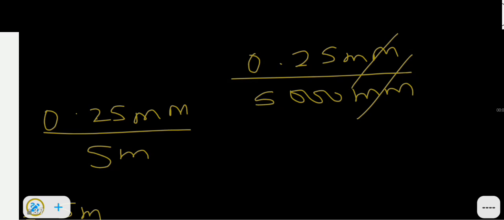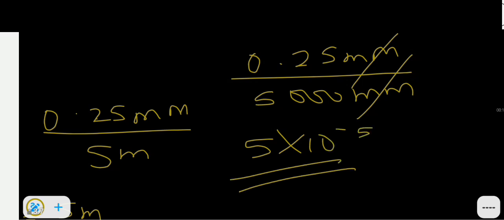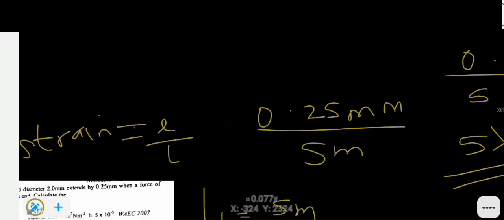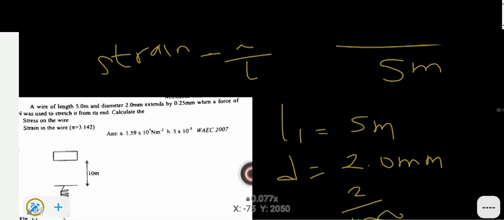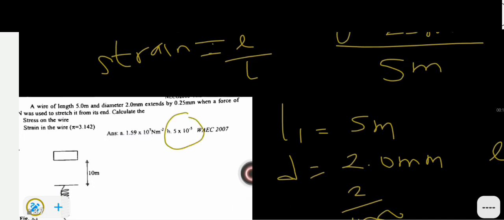If you divide that, you're going to get 5 times 10 to the power minus 5. So don't forget that strain is dimensionless, it doesn't have any units. So the answer is 5 times 10 to the power minus 5. So you can see it here, 5 times 10 to the power minus 5.